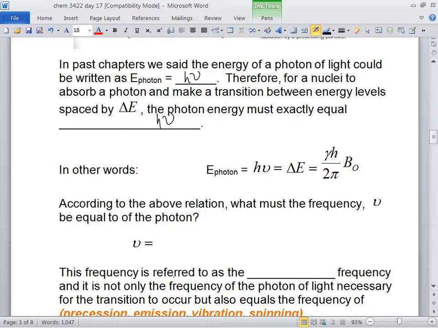Well, essentially, just cancel out the what? Anyone see it? Just cancel out those h's and you've got it. So it's pretty much gamma B naught, magnetic field, over 2 pi.